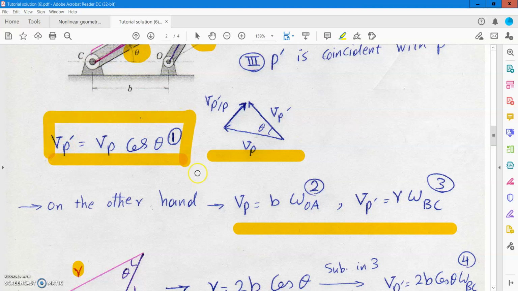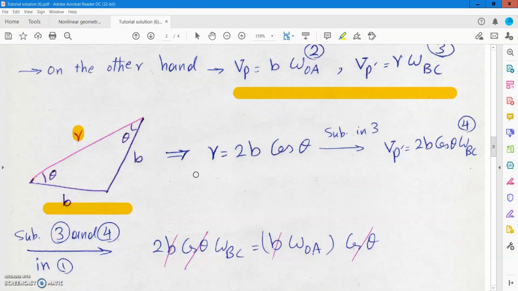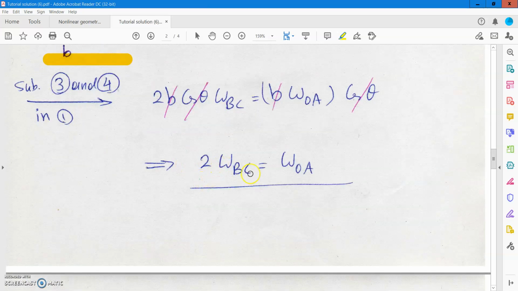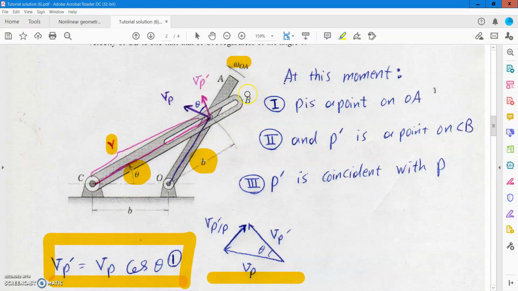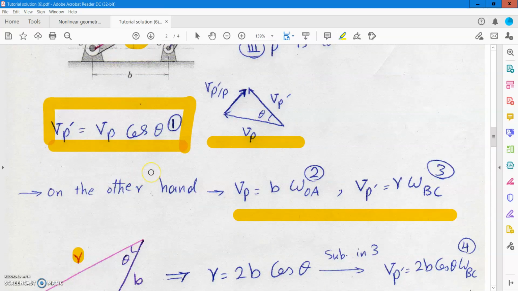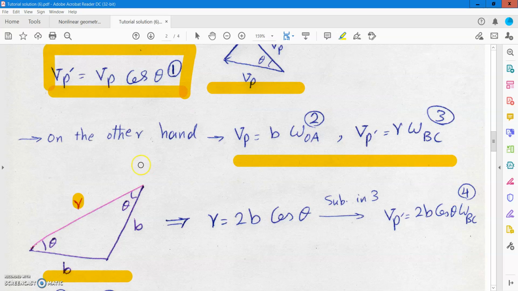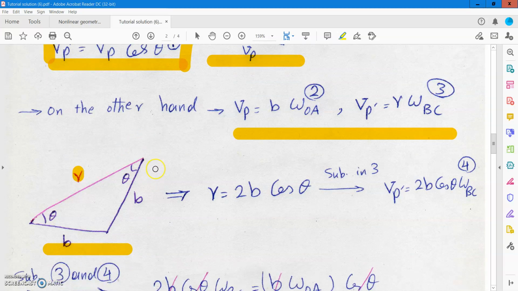Using the relation between VP prime and VP, you can easily calculate that omega BC is equal to omega OA divided by 2, or 2 times omega BC is equal to omega OA. So we can conclude that the angular velocity of link BC is related to omega OA, and it does not depend on theta. Okay, so this is the solution for the second problem.